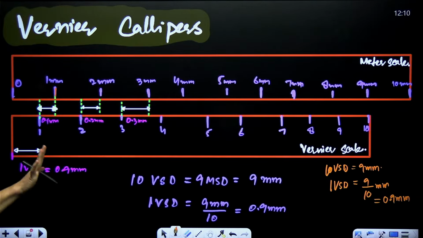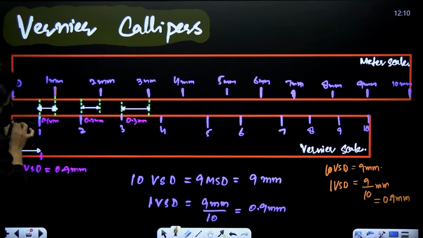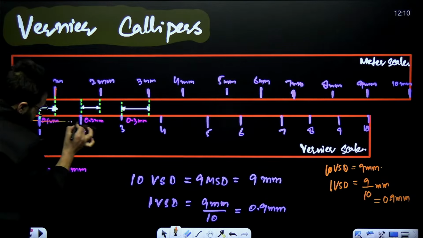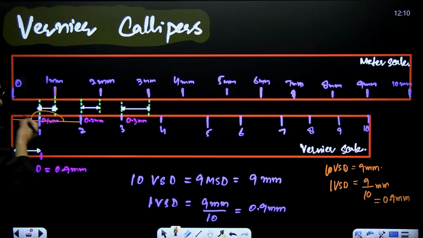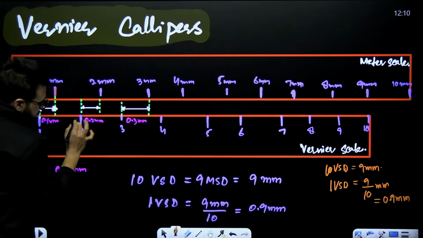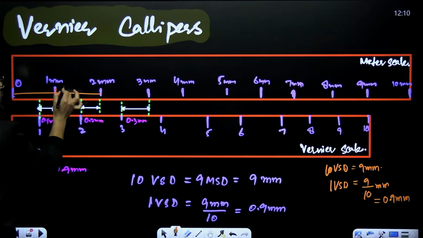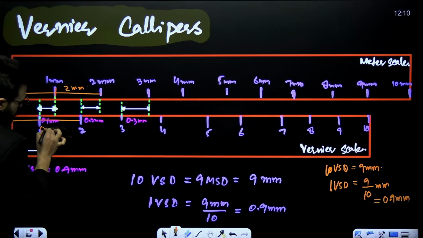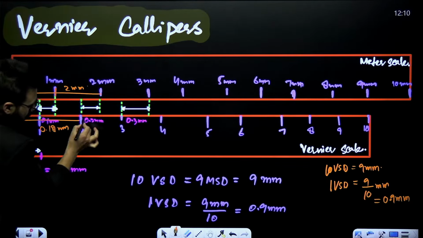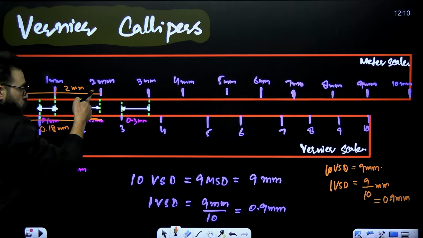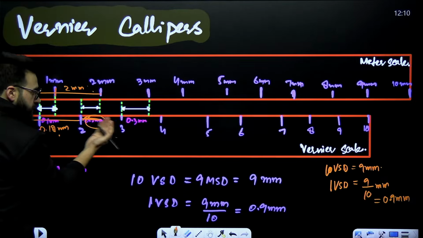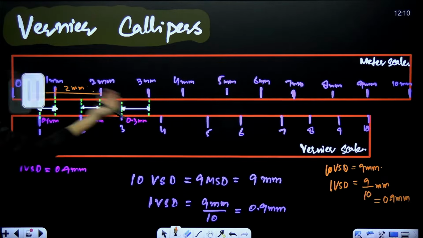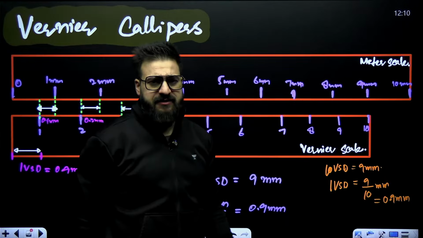Okay, now guys, see. If this is 0.9, this is 0.9, 0.9 plus 0.9, this division, 1.8. So can I not say from here to here it is 2 mm? Okay, from here to here it is 1.8 mm. How much will be this? 2 minus 1.8. So this will be 0.2. Absolutely clear. No doubt in that, sir.